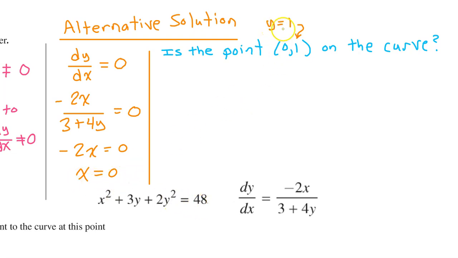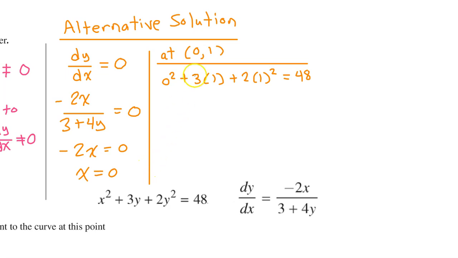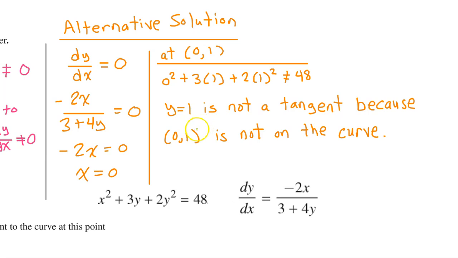If y equals 1 is to be a tangent line, the point of tangency must be (0, 1). The question is, is the point (0, 1) on the curve? However, at the point (0, 1), the equation becomes this. Clearly, the left side of the equation does not equal the right side. So (0, 1) is not on the curve. In conclusion, we say y equals 1 is not a tangent because (0, 1) is not on the curve.